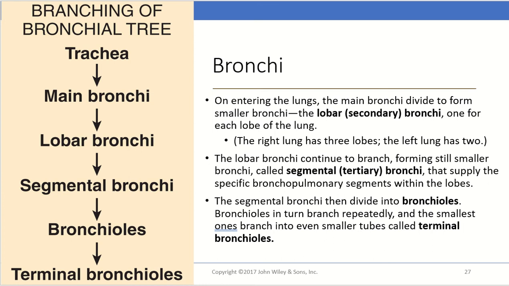So the lobar bronchi are going to continue to branch, and they're going to form even smaller bronchi, and these are called segmental bronchi or tertiary bronchi. These are going to supply specific bronchopulmonary segments within the lobes of the lungs. The segmental bronchi are then going to be divided even further into bronchioles. And these bronchioles are in turn going to branch repeatedly, and the smallest of these bronchioles is going to branch into even smaller tubes called terminal bronchioles.